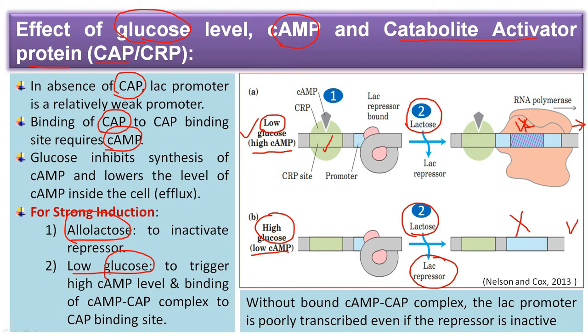I think the level of cyclic AMP must be high, and this is only possible when the level of glucose is low, and the second one, the allolactose must be present because it will inhibit the repressor and keeps the operator site free for the passage of RNA polymerase.